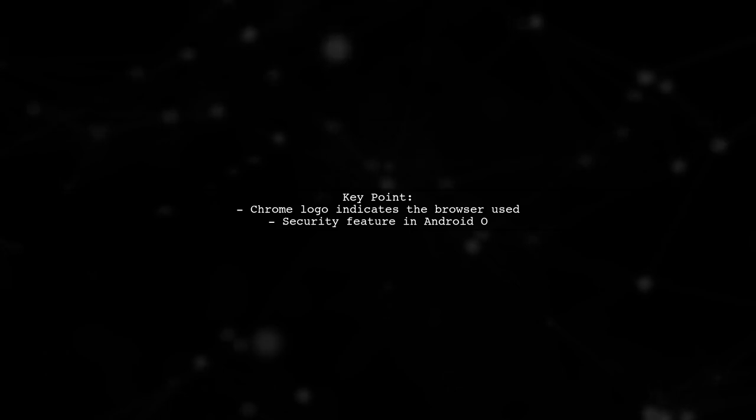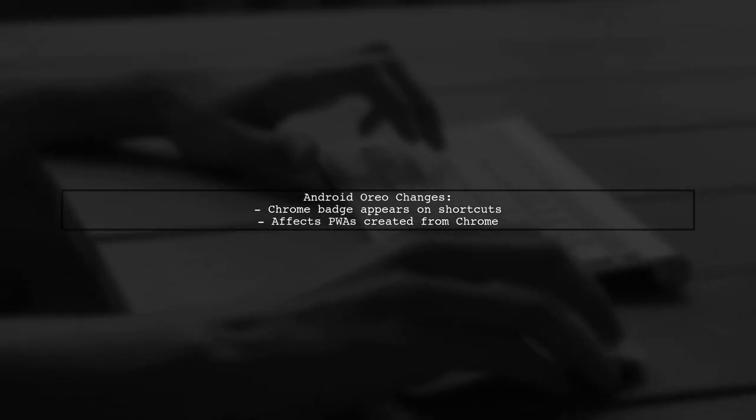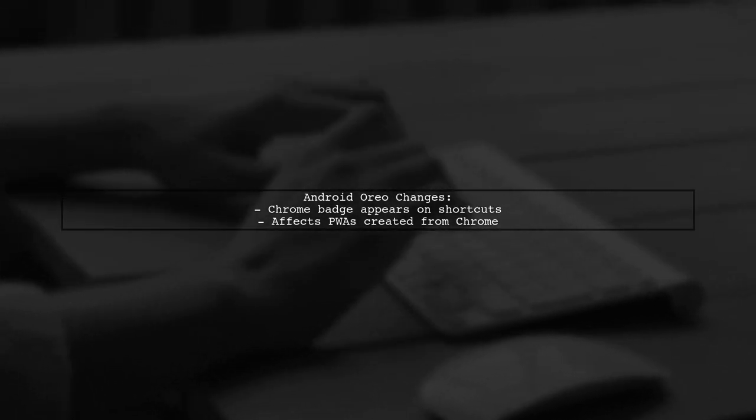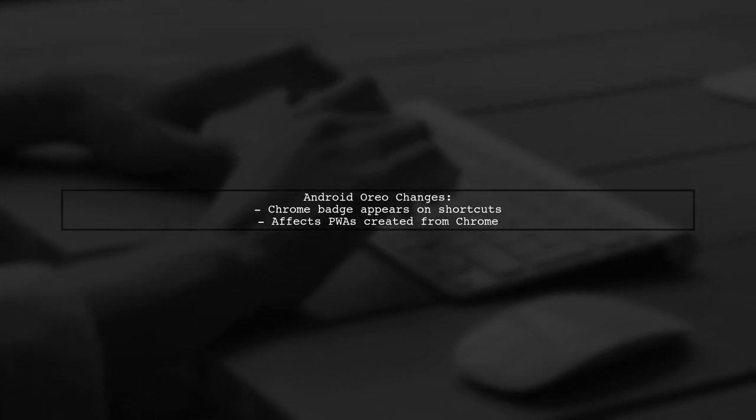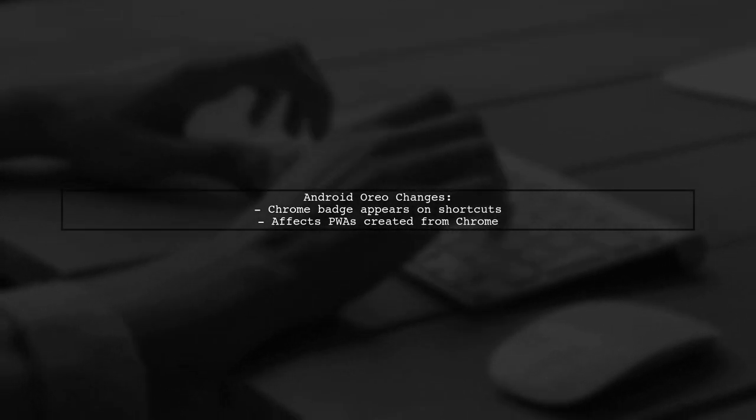To remove the Chrome logo from your PWA app home screen link on Android O, it's important to note that this logo is a security feature. It indicates which browser is being used to open the app. Starting with Android Oreo, any shortcut created from Chrome will display a Chrome badge in the lower right corner of the icon.